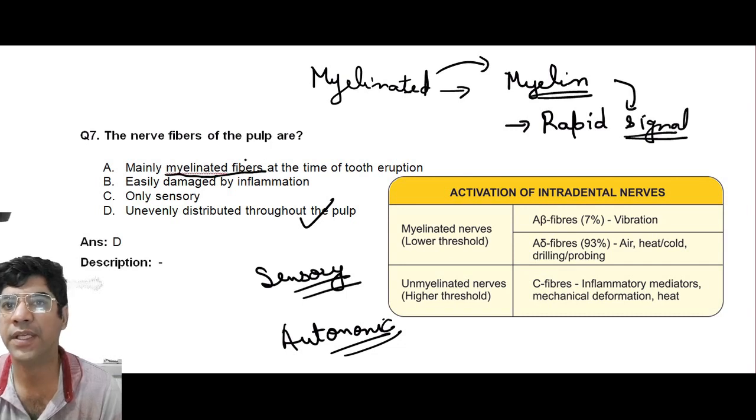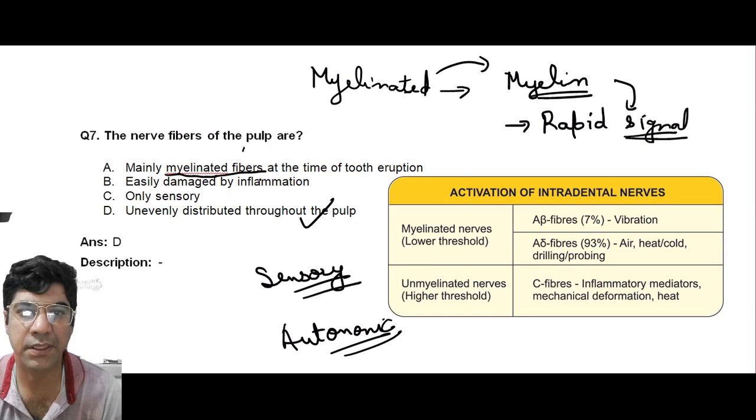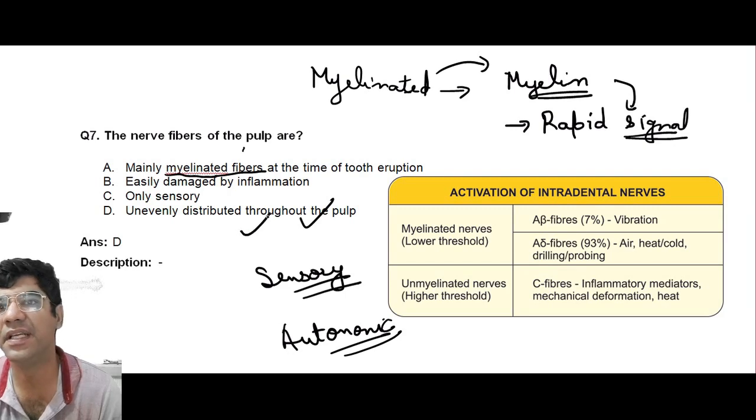So option A, mainly myelinated fibers. They have myelinated as well as unmyelinated fibers, easily damaged by inflammation. So answer is D.